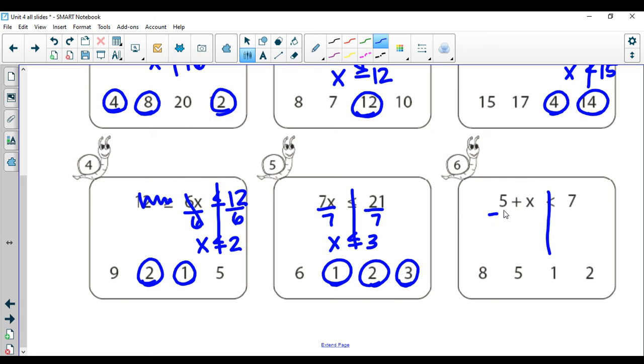In this last example, I'm going to subtract the 5. This would have been one of our rule busters because the 5 is out front and we know it's positive because it's not marked otherwise. X is less than 2, and the only one up here is a 1.